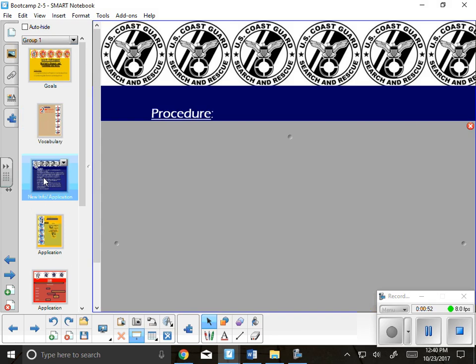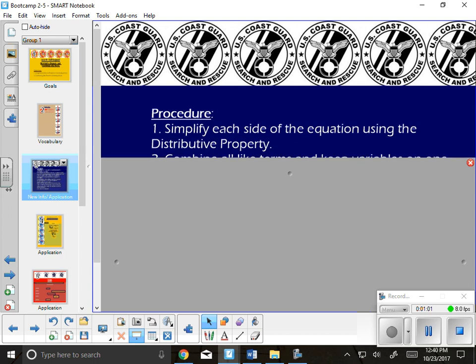Alrighty, so on this slide we're going to be talking about the procedure on how to solve equations dealing with the distributive property. So number 1, you're going to simplify each side of the equation using the distributive property. So if we had five times the sum of x plus 2 equals, let's just say, 20, we would multiply each piece in the parentheses by 5. So you get 5x plus 10 equals 20. So that would be step 1.